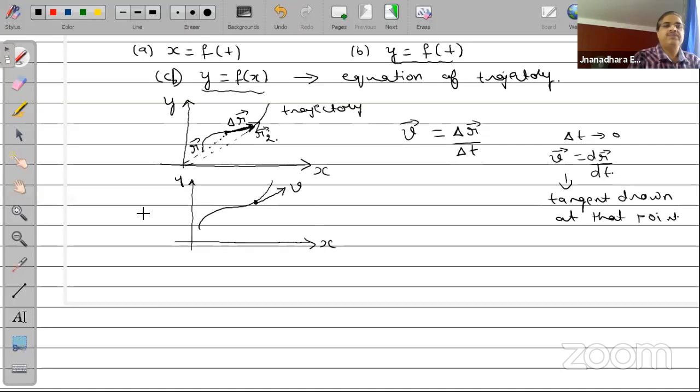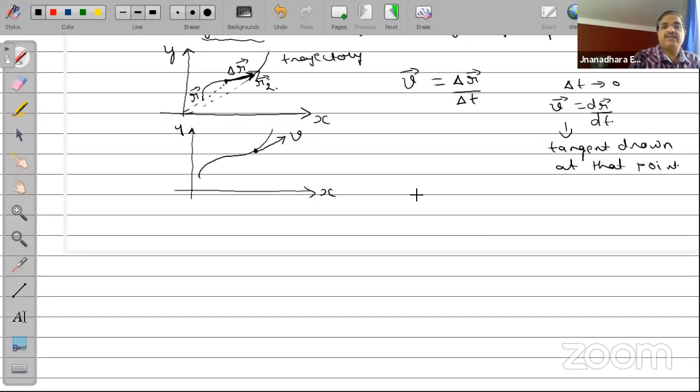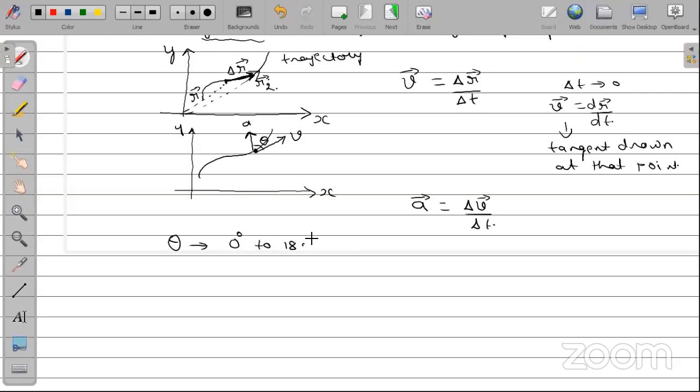Very important idea. Secondly, where is the acceleration? How do I find the acceleration? Acceleration will be delta v by delta t. Now, acceleration generally will be acting along some line here like this, A, which will make an angle theta. Now, this theta value can be anywhere between 0 degree to 180 degree. It can vary from 0 to 180 here.